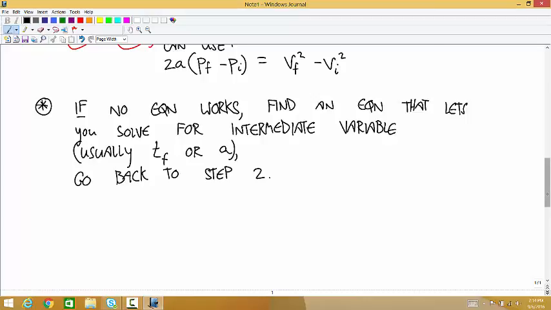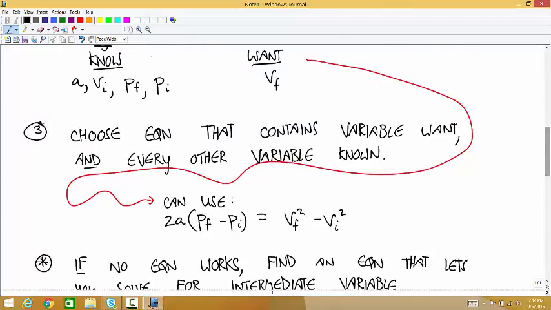So the idea there is, if you look at what you know and what you want, and none of those three equations work, then try solving for A or try solving for TF, list them out again, and then see if, now that you know one more bit of information, there is an equation that lets you solve for what you want. So just do it in 2 steps sometimes.